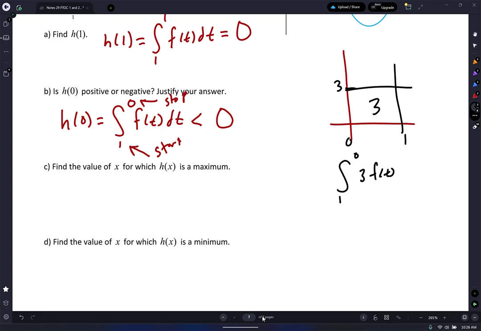So look, check it out. What's the antiderivative of 3? 3x. I'm going to put a line, 1 to 0. I do upper minus lower: 3 times 0 minus 3 times 1. OMG, I get a negative 3. This is a negative 3.